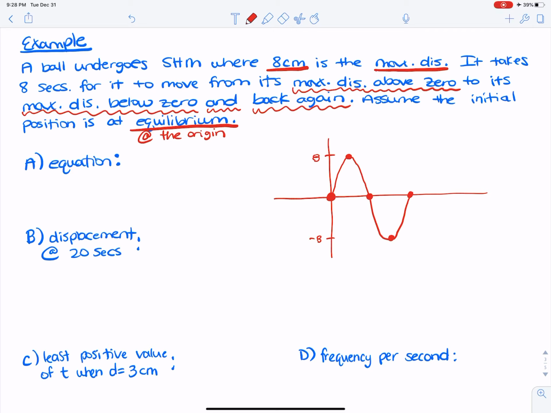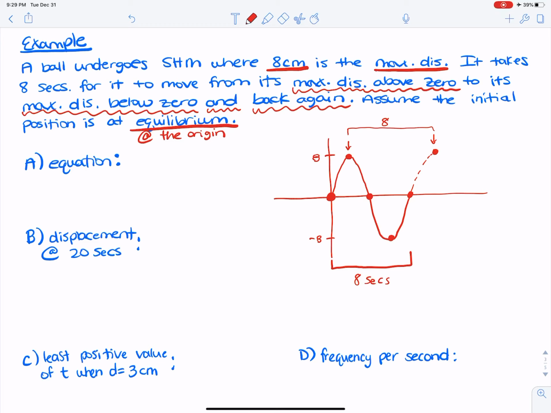In terms of how the question is worded, it's saying that it's going from the maximum displacement and back up to the maximum displacement again. And they're saying that this part is 8 seconds. Well, if from there to there is 8 seconds, then the picture from the origin to the midline is also 8 seconds. So it's just worded in a weird way. The period is 8 seconds.